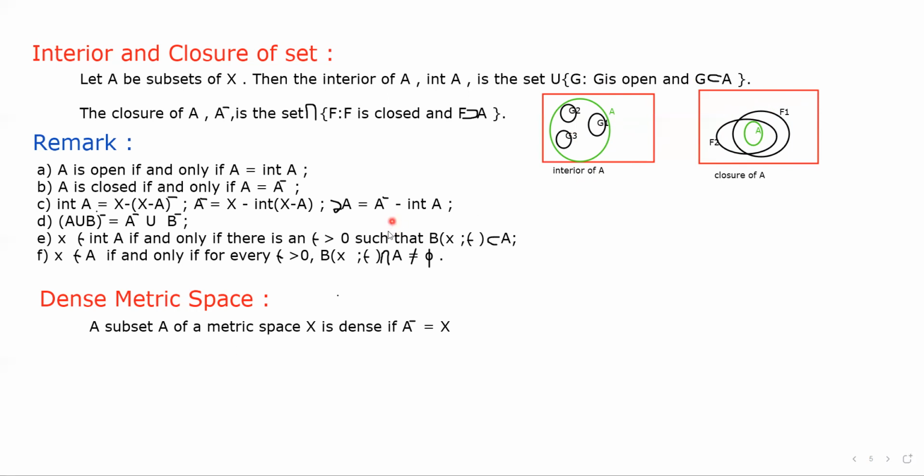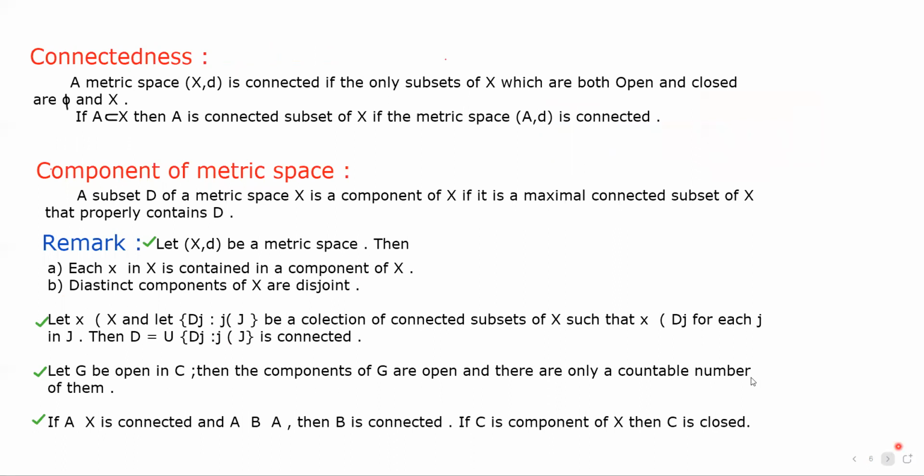Now dense sets in a metric space. A subset A of a metric space X is dense if the closure of A equals X. That's it. Now connectedness. A metric space (X, d) is connected if the only subsets of X which are both open and closed are phi and X.